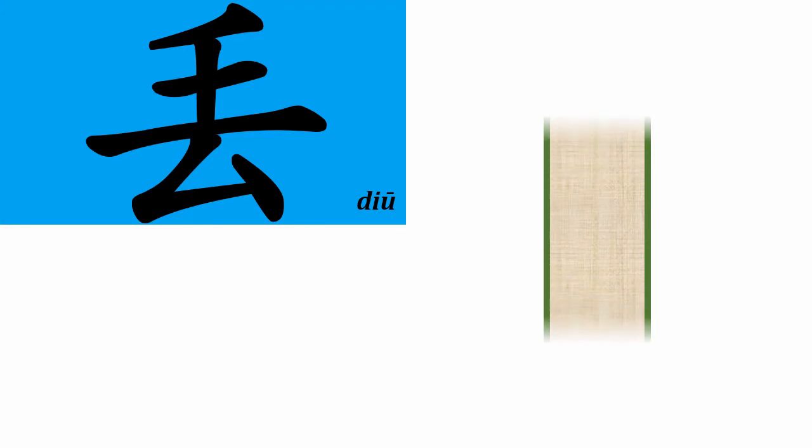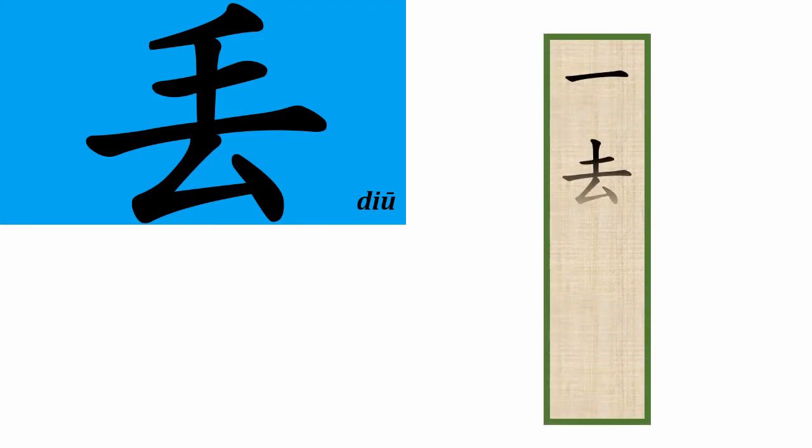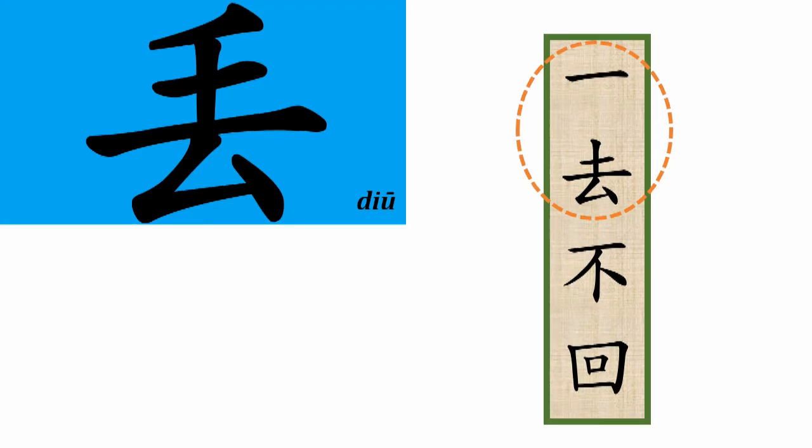Pronounced first tone, 丢, 丢. The number 1 is usually written as a left slash, but may also appear as a simple horizontal line in some fonts. Either way, the meaning does not change. It means to lose or misplace something, or intentionally throw it away.